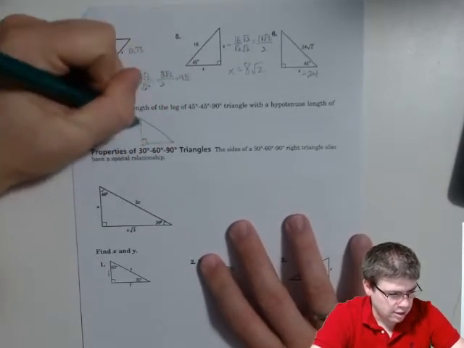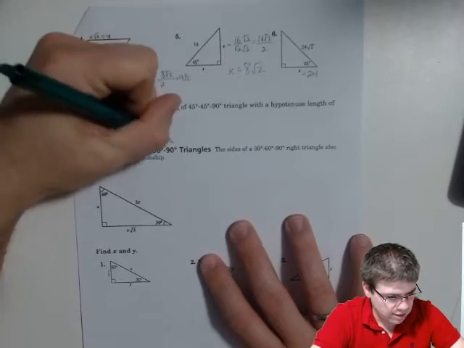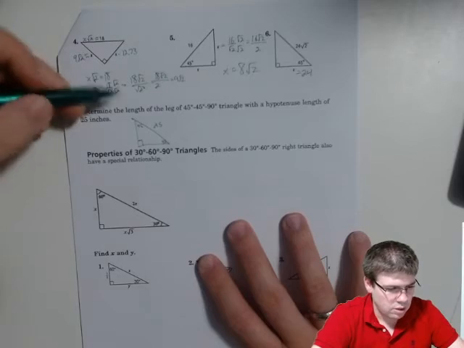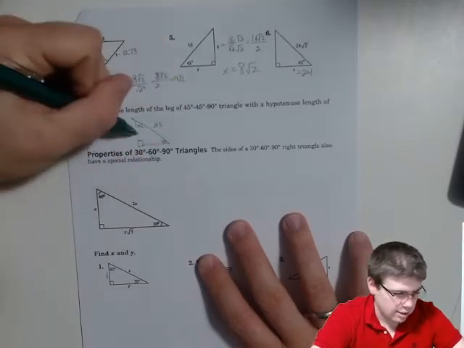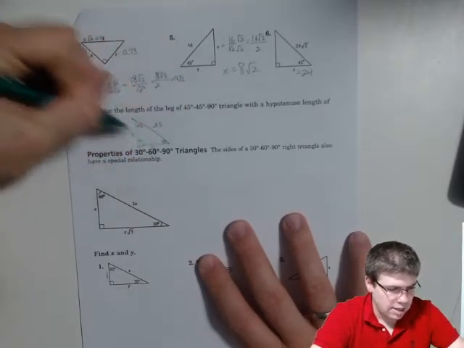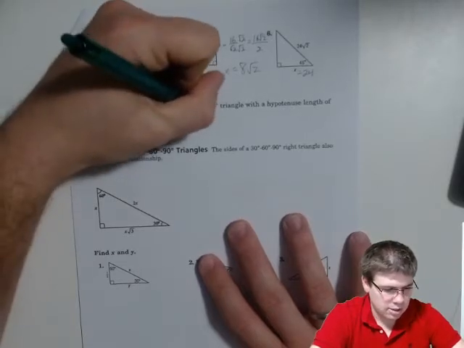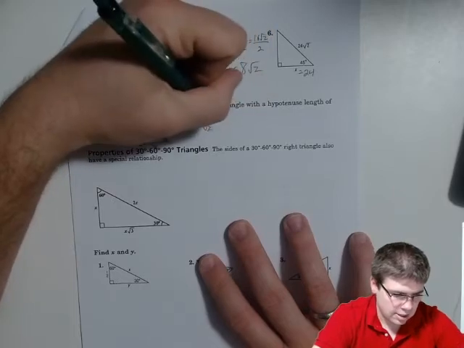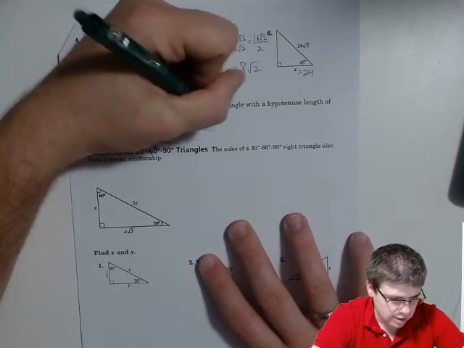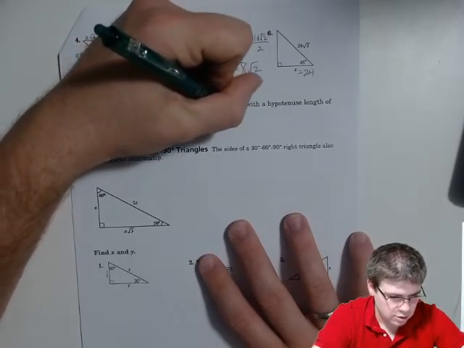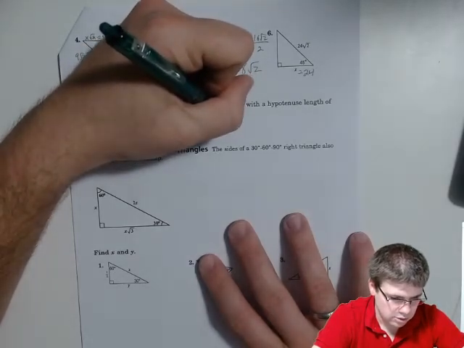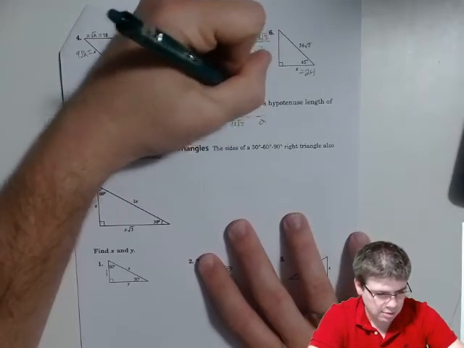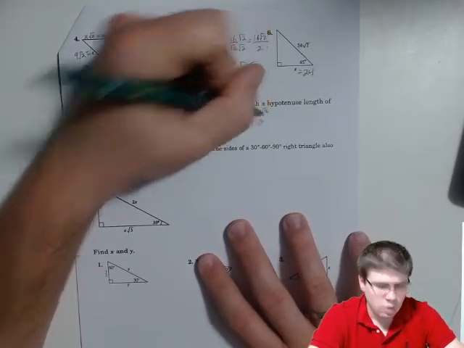This is a 45, 45, 90, and the hypotenuse length is 25, and they want us to determine the length of the leg. Really there are 2 legs, but they're both the same, and so we just need to divide by root 2. So this ends up being 25 over root 2, which we want to rationalize. That's 25 root 2 over square root of 2 times square root of 2, which is just square root of 2 squared, so we end up with 2 in the denominator, and this is 25 root 2 over 2.